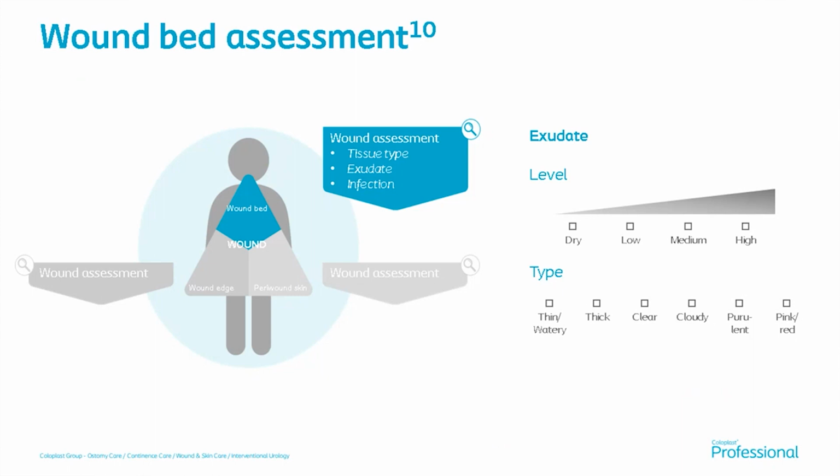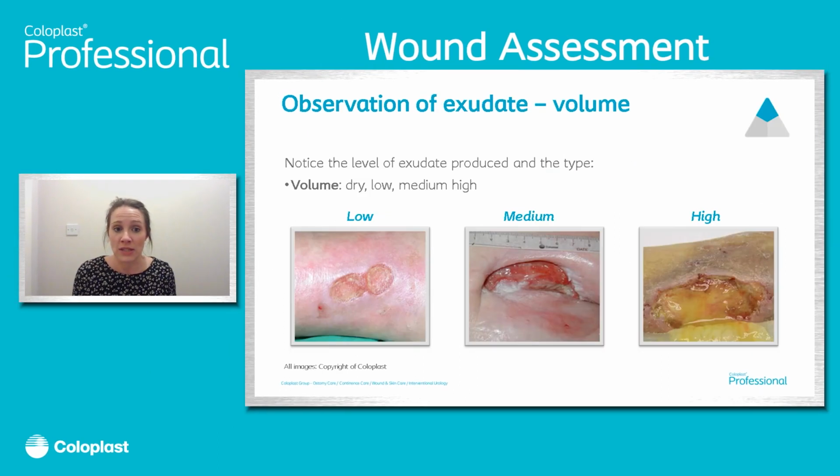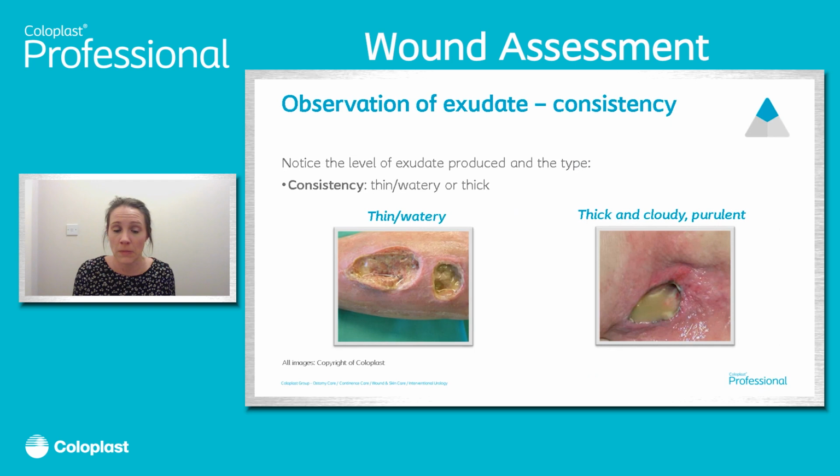I've mentioned throughout that exudate type and the level of exudate is also really important when we're looking at our wound bed. Again, it's key to manage this exudate. And actually, exudate can be low, medium or high in its levels. And each of those would identify a different dressing type needed potentially.